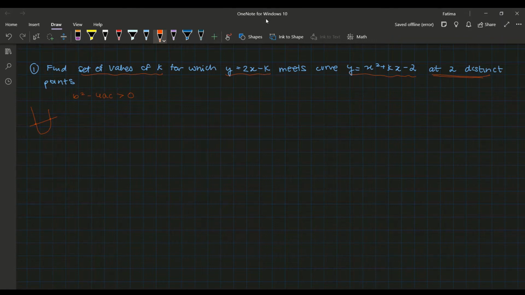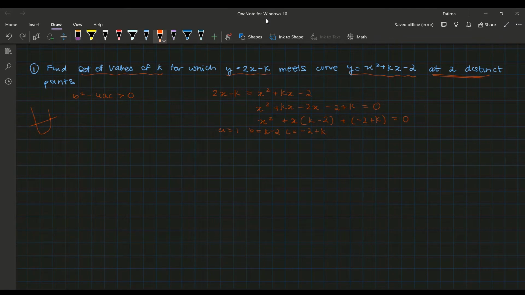So how exactly should we approach this question? Well, first off, we'd have to equate both of our equations to each other as they're intersecting. So 2x minus k is equal to x squared plus kx minus 2. That makes x squared plus kx minus 2x minus 2 plus k is equal to 0. So I can simplify this by writing x squared plus x, take it outside, so that's k minus 2, and then we're left with minus 2 plus k is equal to 0. Essentially now a is equal to 1, b is equal to k minus 2, and c is equal to minus 2 plus k. I made it look like a usual quadratic equation.